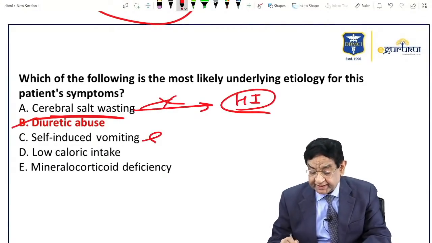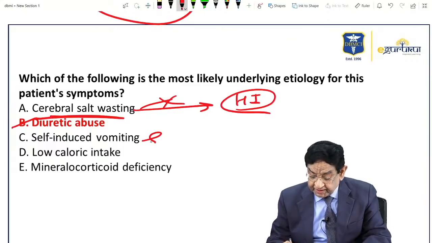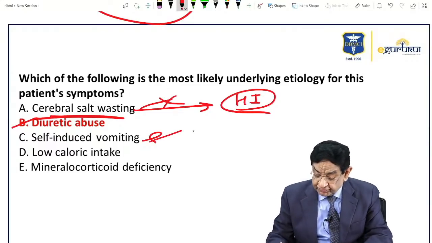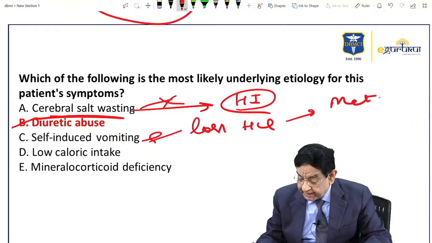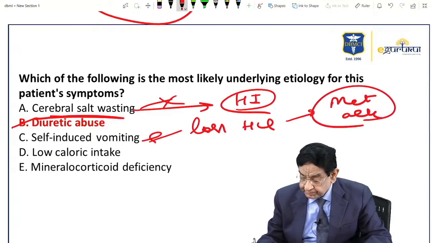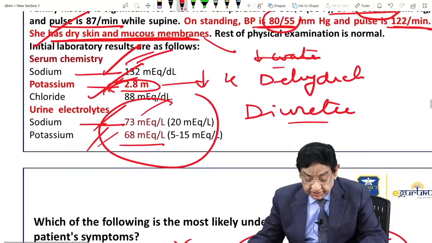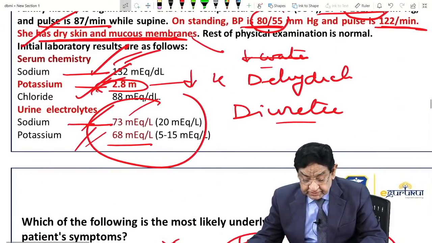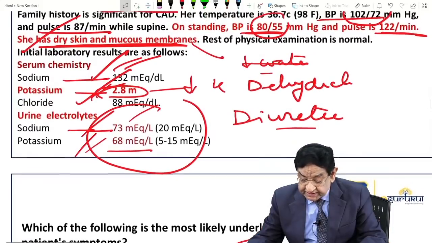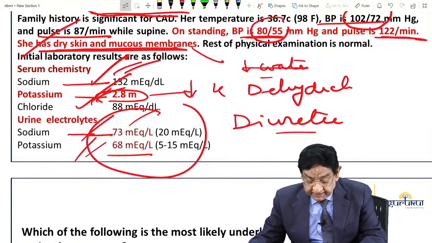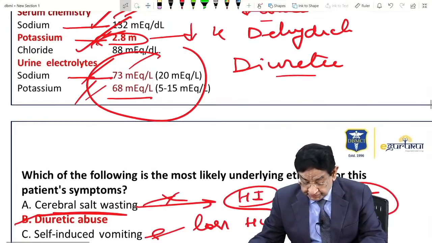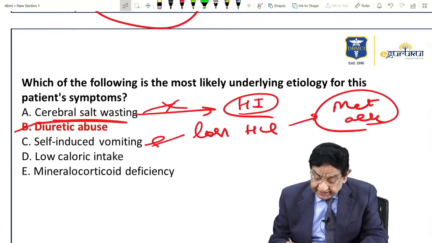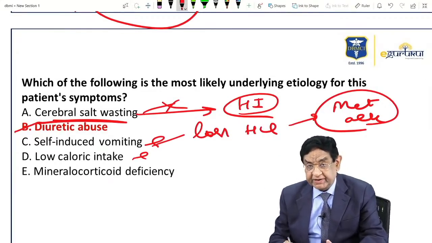Self-induced vomiting. Self-induced vomiting will lead to loss of hydrochloric acid. Hydrochloric acid loss will lead to metabolic alkalosis. Okay. Metabolic alkalosis can be a finding, but in this there is nothing like any acid-base disturbance, no mention, there is no history also. Low calorie intake will not lead to dehydration.